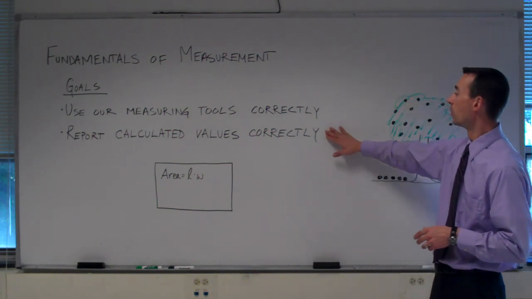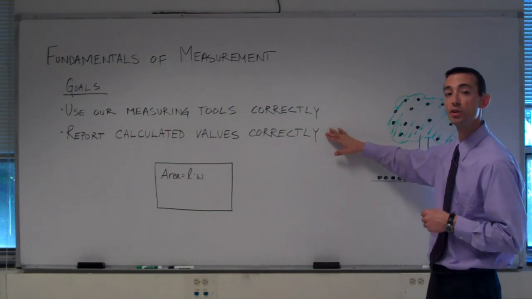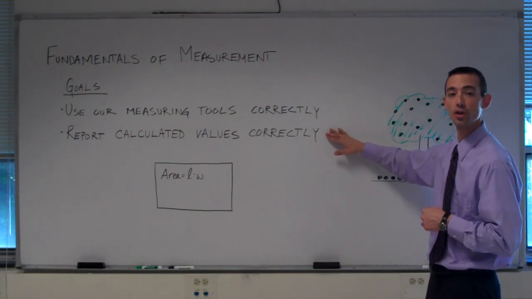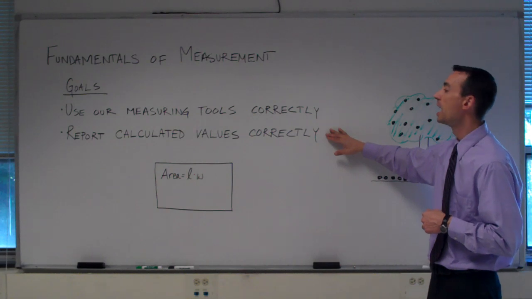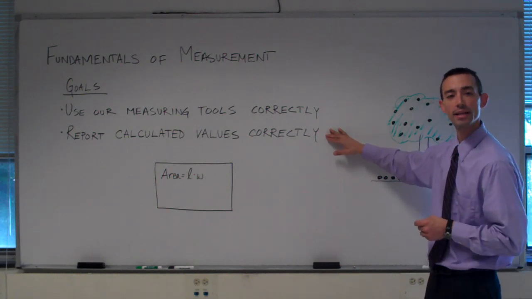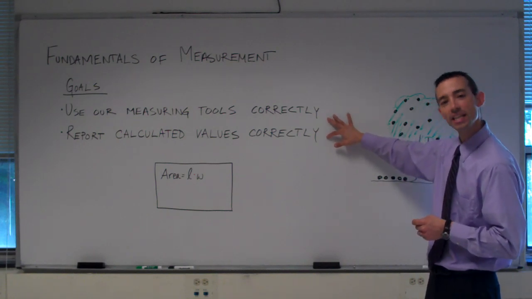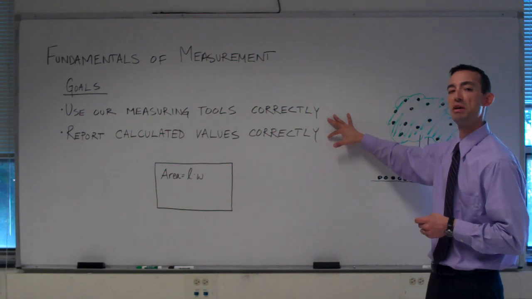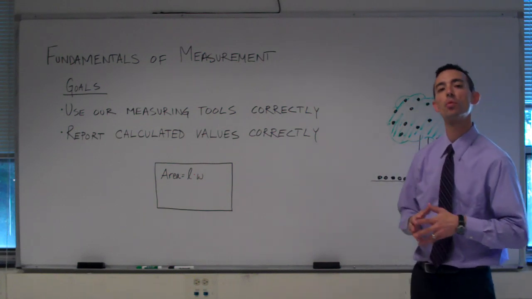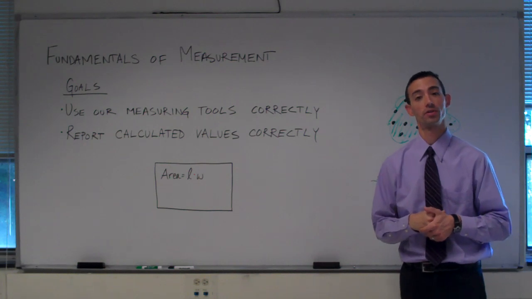The other is when we combine measured values from two different tools that we've used to measure items in the laboratory, how do we report the calculated result correctly? So both of these goals touch on significant figures and the rules of measurement, topics covered in Chapter 1 of our text in the lecture portion of the course.